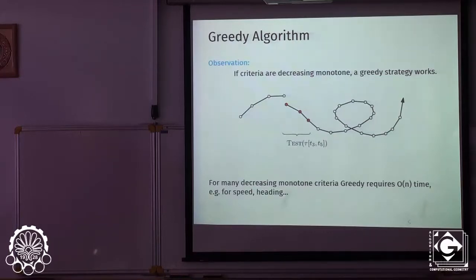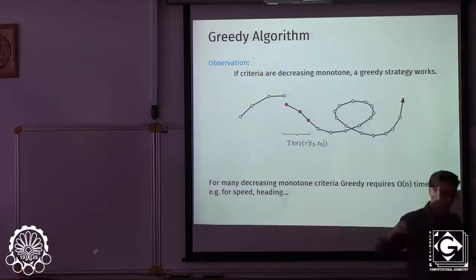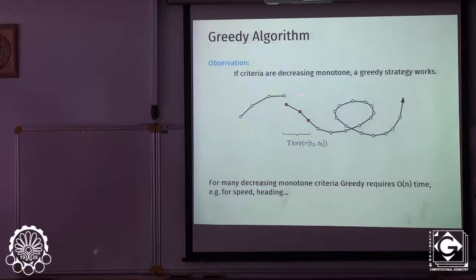And if we think of the criterion that I showed, like speed or heading, then every time I add a point, I can in constant time check whether the criterion is still valid. And then this will give me a linear time algorithm, by simply, at every point in constant time, checking: is the criterion still valid or not? And if not, I'll start a new segment.